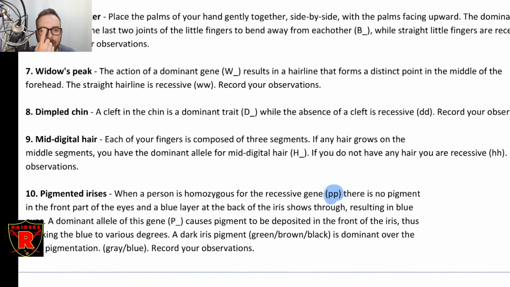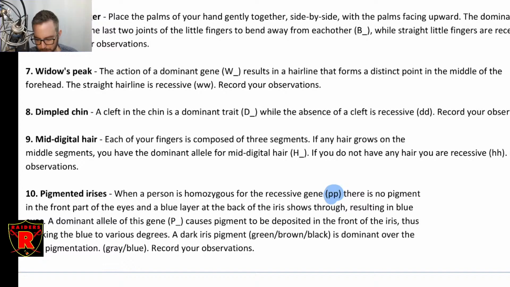Mid-digital hair. Okay, each one of your phalanges, your fingers, is made up of 3 bones. A proximal, a medial, that's the one in the middle, and a distal phalange, bone. I want you to look at the middle one, the middle bone of each of your fingers. I don't know if I'm indicating this properly on here. This middle part, okay? Now look on the back of all of your middle digits, the middle part of each digit. Do you have hair on any of the middle parts?